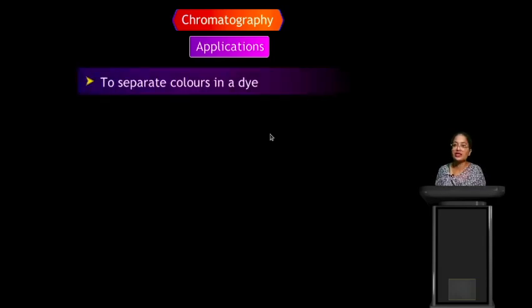So let's see what are the applications of this chromatography. Where do you think it's used? First thing is to separate colors, no? Where? In the dyes. To separate colors in a dye. The dye like black ink has so many other dyes, no? So it gets separated out. So this is one application.